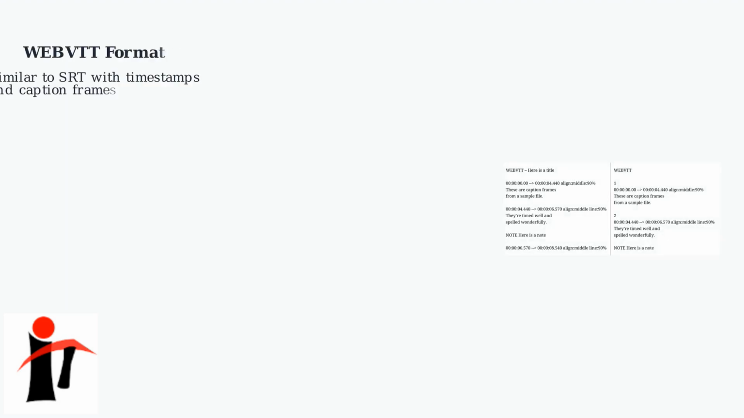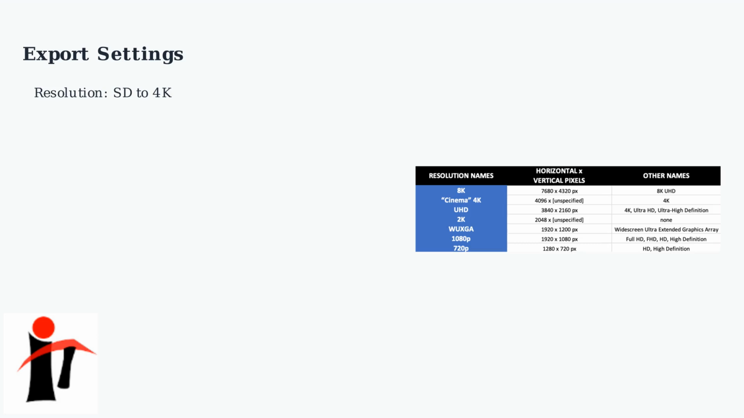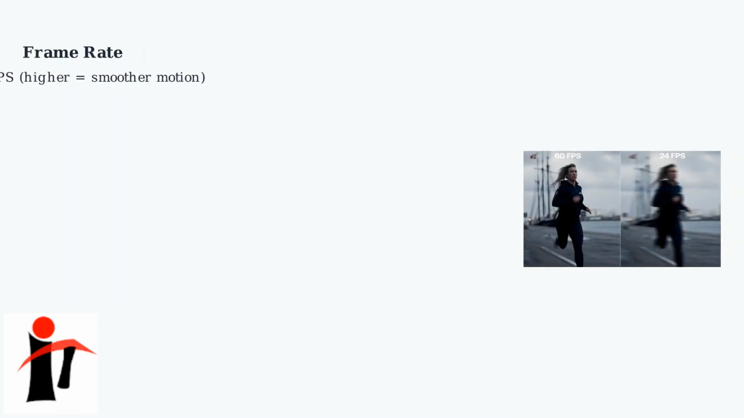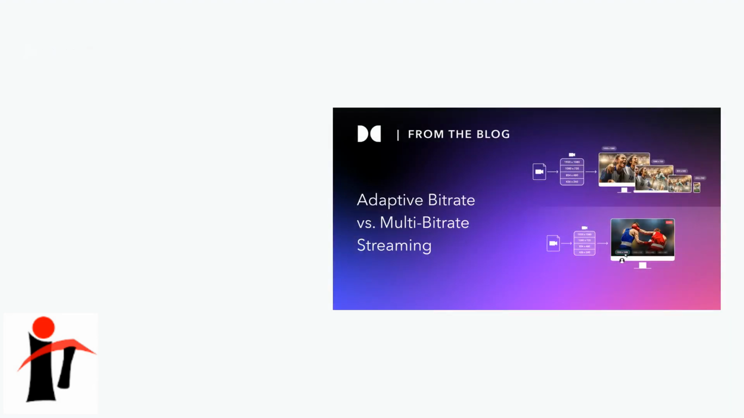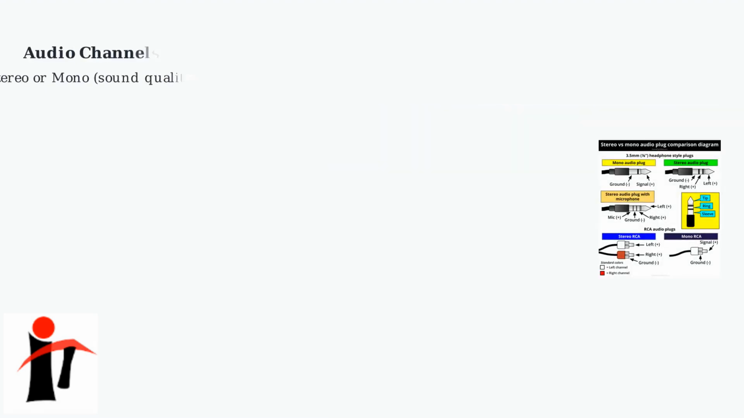Separate caption files use formats like SRT or VTT. WebVTT format offers similar structure with timestamps. Now for export settings, you can change resolution from SD to 4K, and select frame rates from 24 to 60 FPS. Choose between adaptive or fixed bit rates. Select stereo or mono audio channels. These settings can greatly affect the final size and quality of the final video.